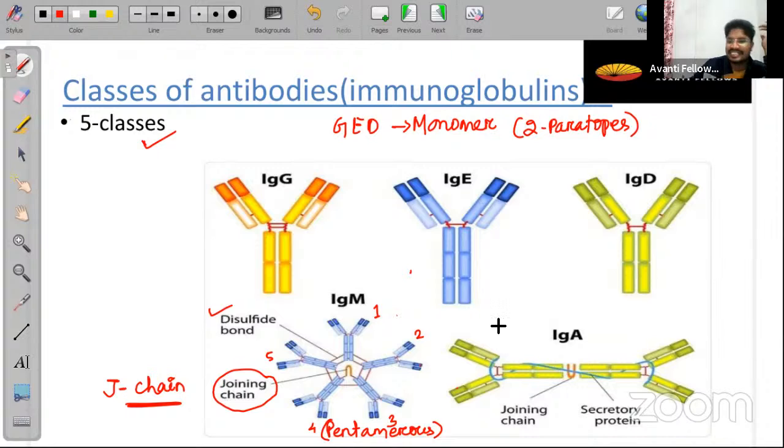Next one is your IgA. IgA is a dimeric structure, and here also two monomers will be joined together. What is it formed by? It is formed by J chain. J chain से ये बनता है, right?